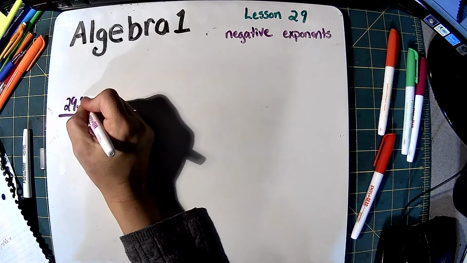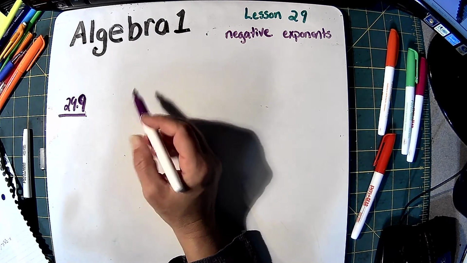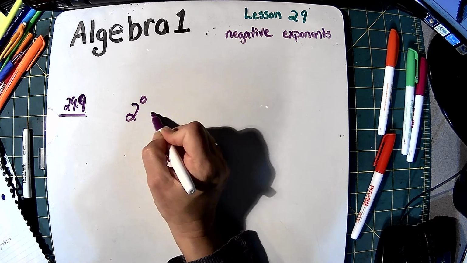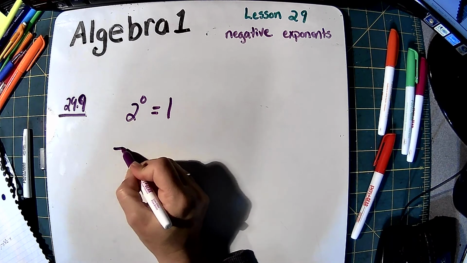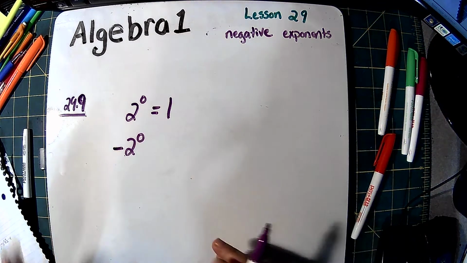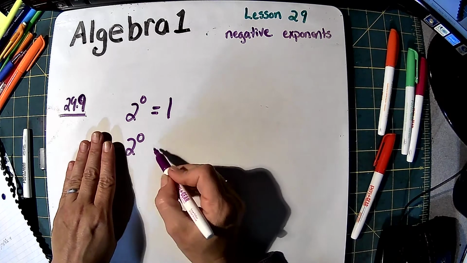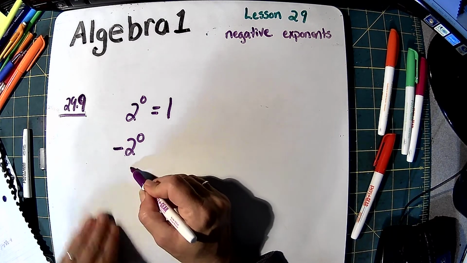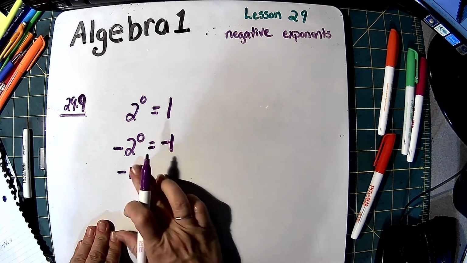Okay, 29.9. 2 to the 0, and it's easy, that just equals 1. Negative 2 to the 0. Now, this has no parentheses, so I can cover that up. So I'm going to say 2 to the 0 is 1, then I have to bring down my negative. So that one is negative 1.